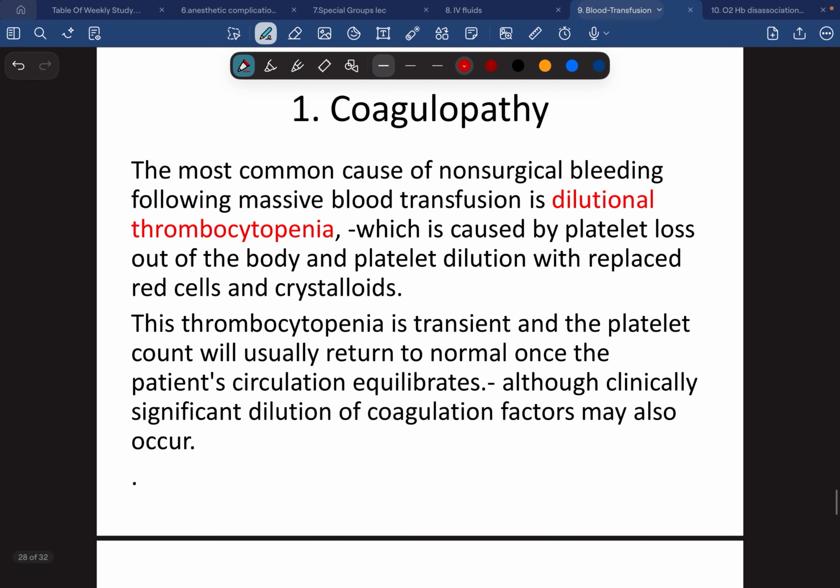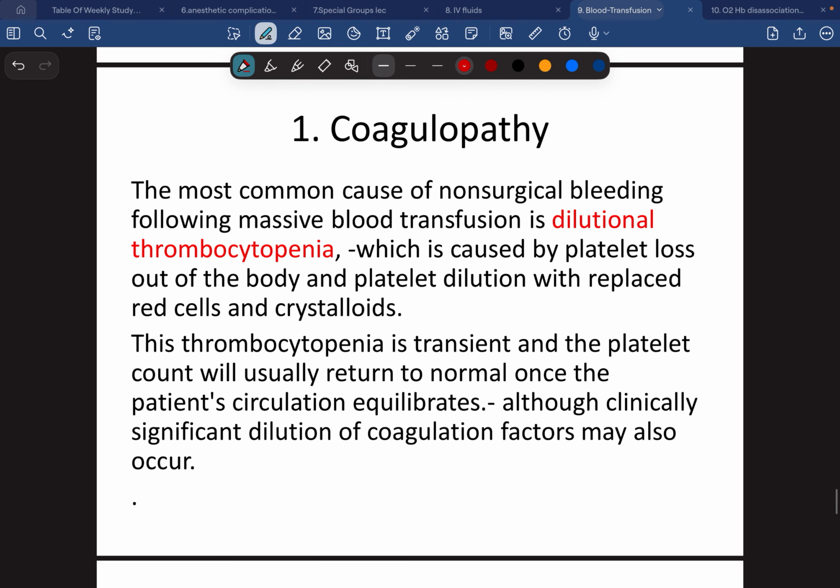The most common cause of non-surgical bleeding following massive blood transfusion is dilutional thrombocytopenia, which is caused by platelet loss out of the body and platelet dilution with the replaced RBCs and crystalloids. This is transient. The body needs a little bit of time to equilibrate, although clinically it might be significant, especially in surgical patients.